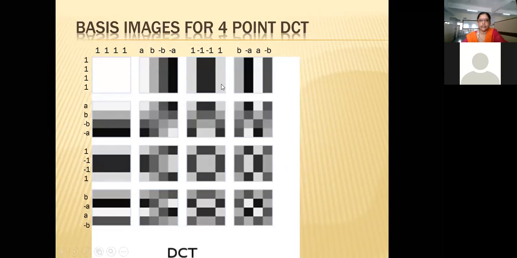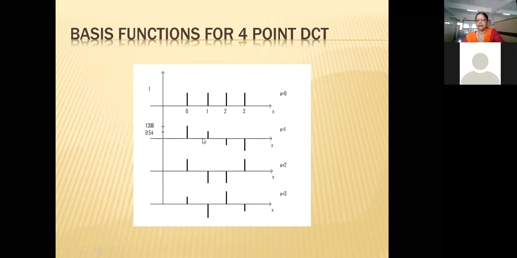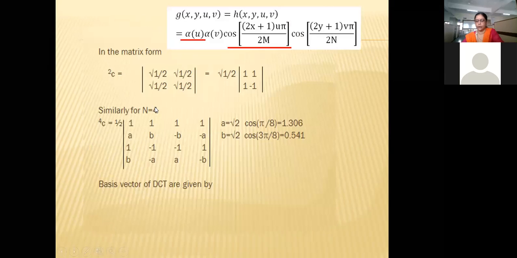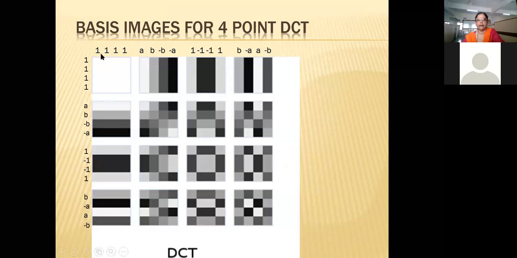Okay, so as shown here, these are the basis images for DCT. For images, we have rows as well as columns, so we consider these DCT coefficients along the horizontal direction as well as the vertical direction. Here in this direction, the very first coefficient row is equivalent to 1, 1, 1, 1, that is zero frequency. Then we have A, B, minus B, minus A.